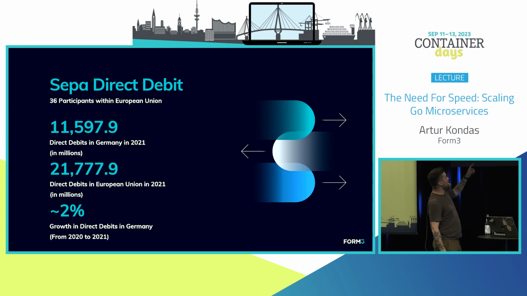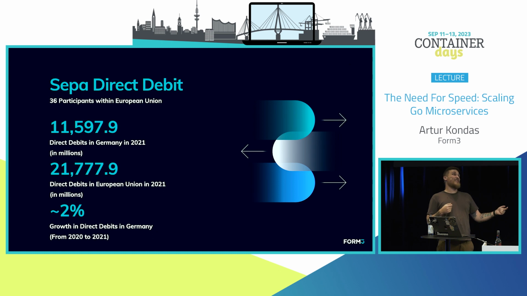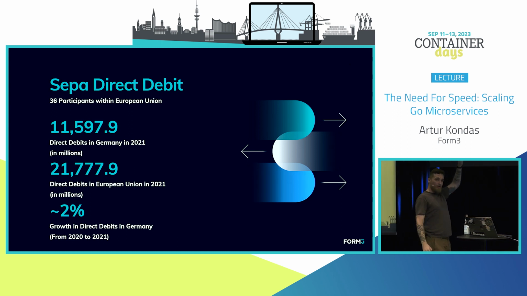These are some numbers taken specifically for Germany. In 2021, SEPA direct debit took 11,597,954,000, and there's something later on. As you can see, this number is more or less roughly half of all the direct debits that happened in 2021 in the European Union.